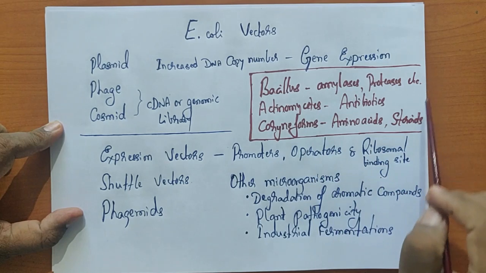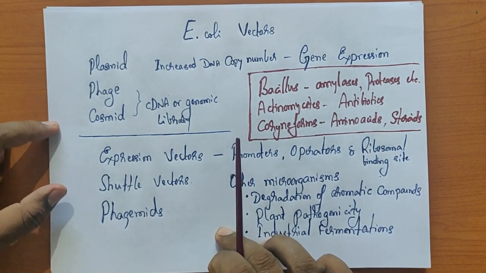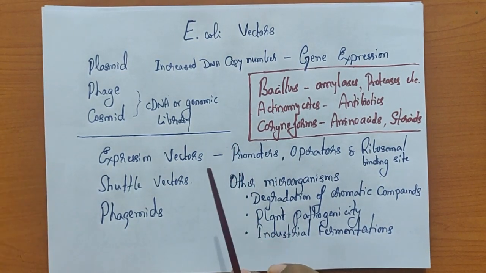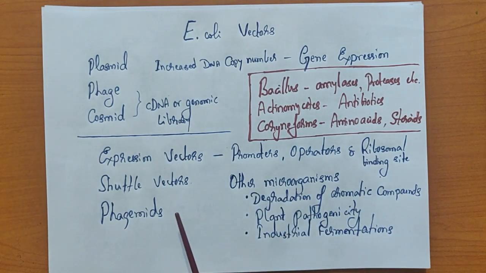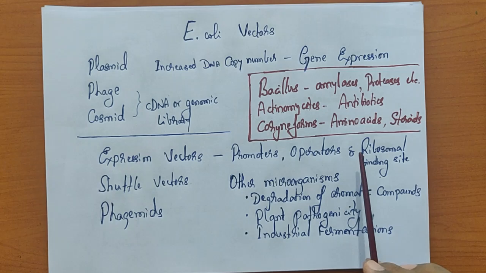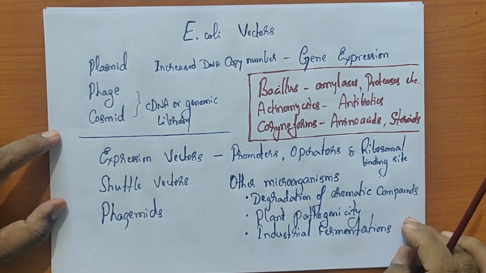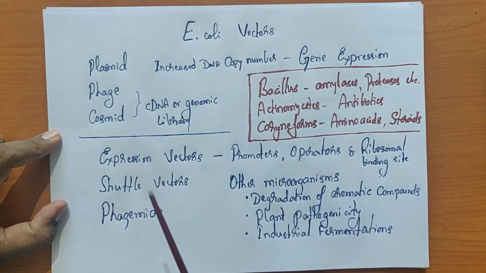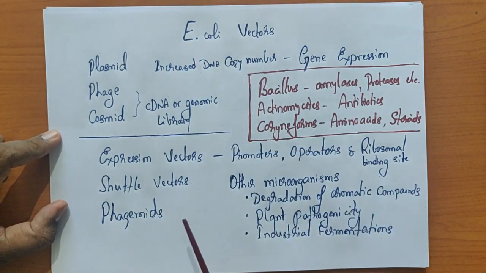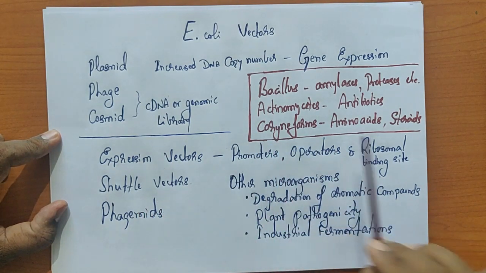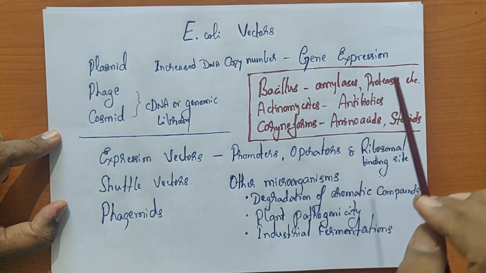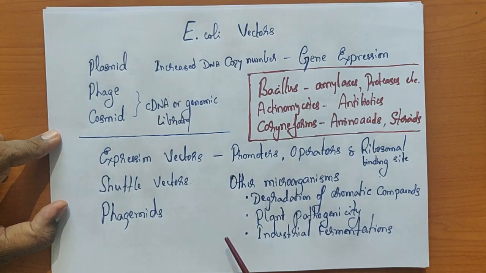In this case, we have to use a vector which will work in E. coli and also work in the other microorganisms. These are the shuttle vectors. In some textbooks you also find a chapter on vectors other than E. coli. That means we also need vectors to work with other microorganisms which are very useful in industrial fermenters.